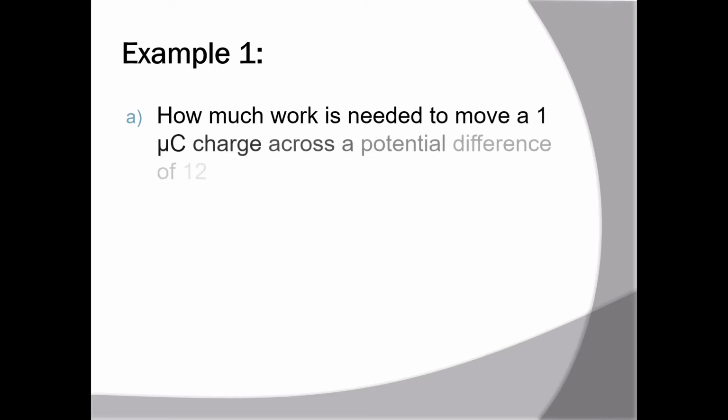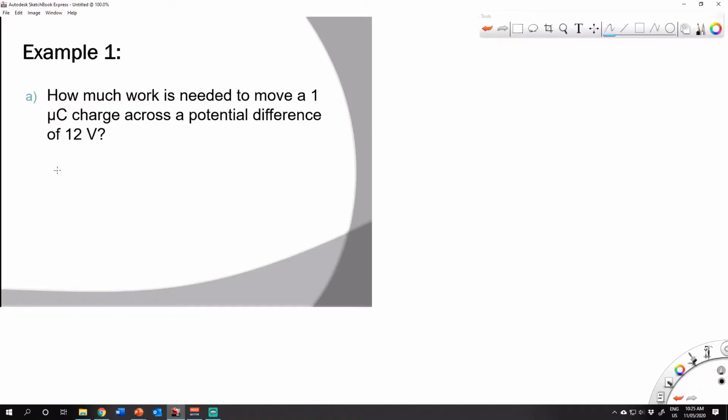So for example, here, 1a, how much work is needed to move a 1 microcoulomb charge across a potential difference of 12 volts? So let's give myself some more room. Our equation then is potential difference or voltage is work divided by charge. Here we're asked how much work is needed to move this charge. Well, using this equation, I can rearrange it to show that work is equal to voltage times charge.